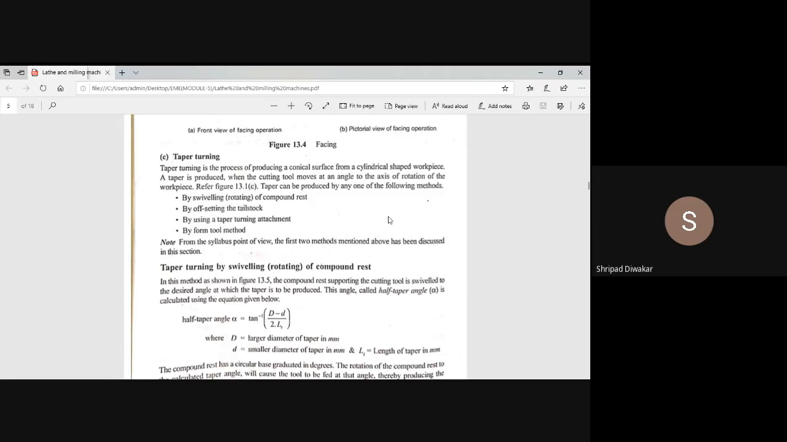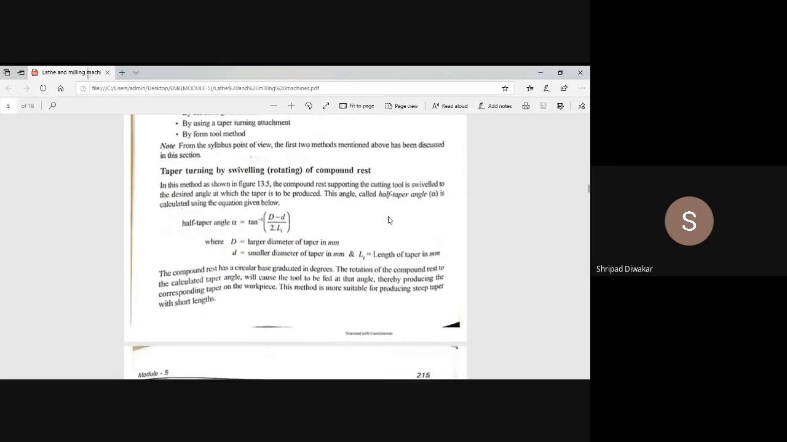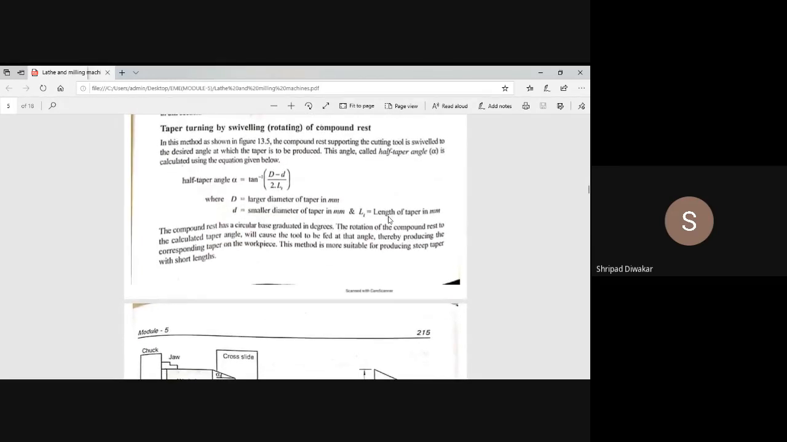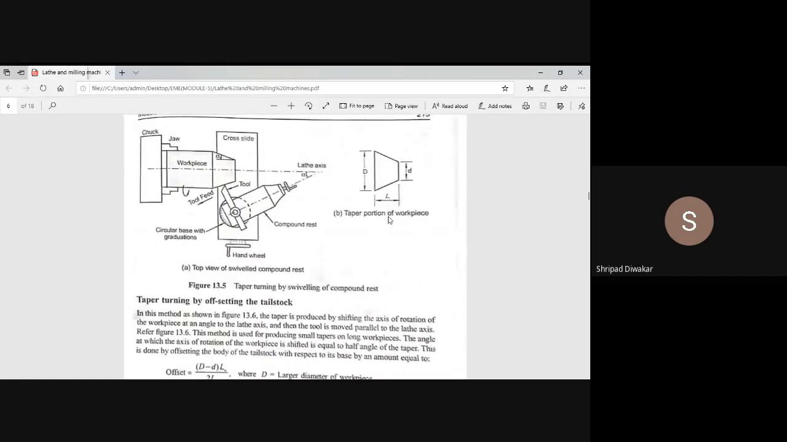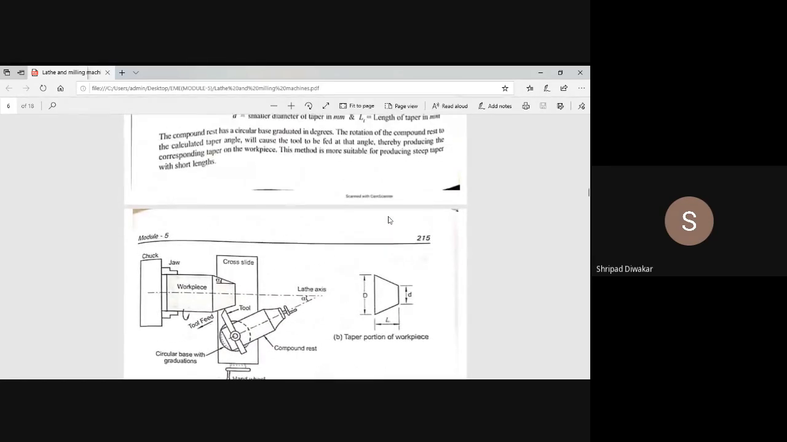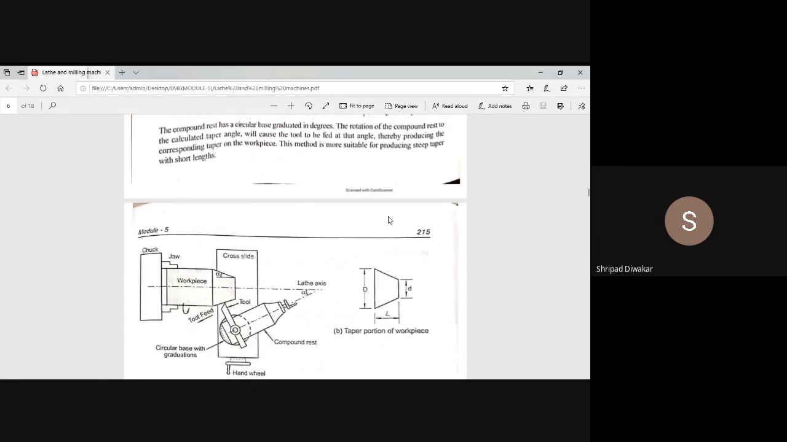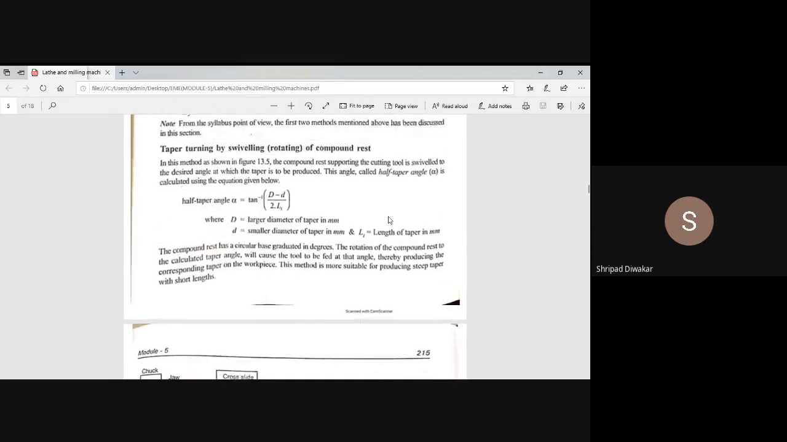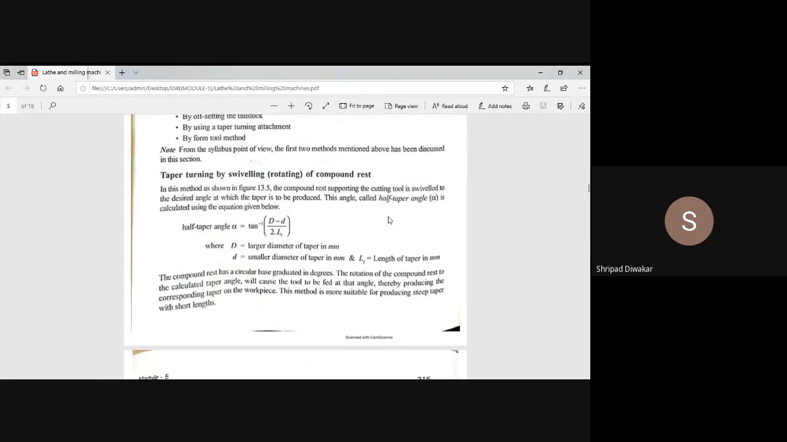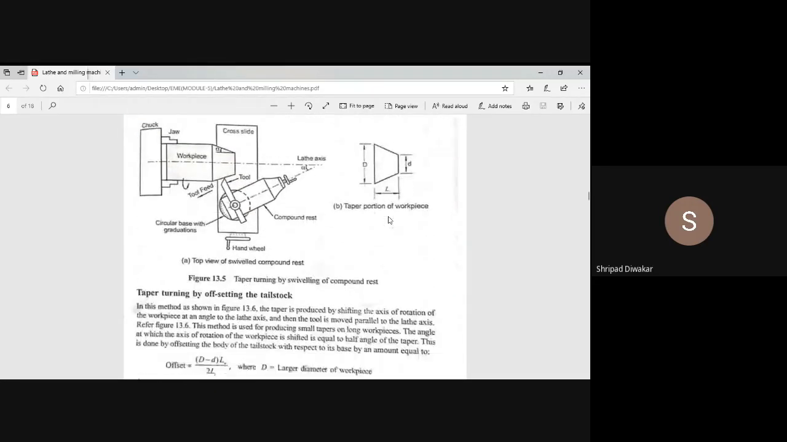There are a variety of methods, but from the syllabus point of view, only two methods we are discussing here. The first one is taper turning by swiveling the compound rest, and the other is taper turning by offsetting the tailstock. This is the most important operation in the diagram. There are two important methods of taper turning: one is swiveling or rotating the compound rest, and the second is offsetting the tailstock.